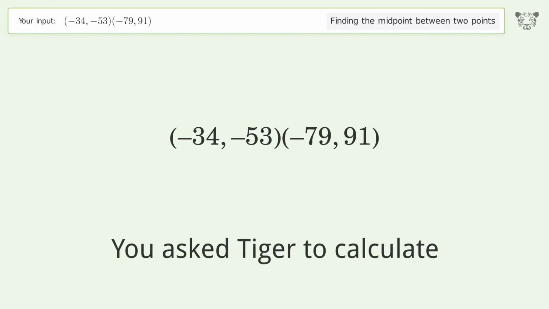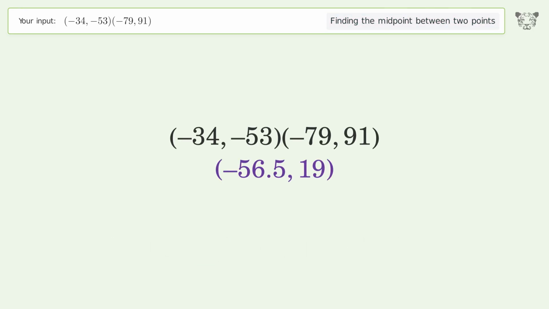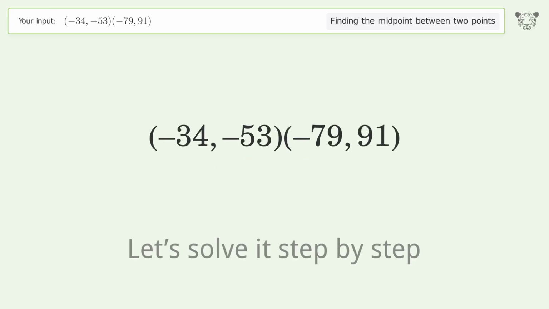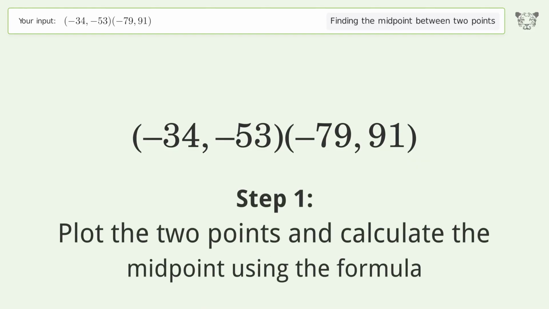You ask Tiger to calculate. This deals with finding the midpoint between 2 points. The midpoint between the 2 points is negative 56.519. Let's solve it step by step. Plot the 2 points and calculate the midpoint using the formula.